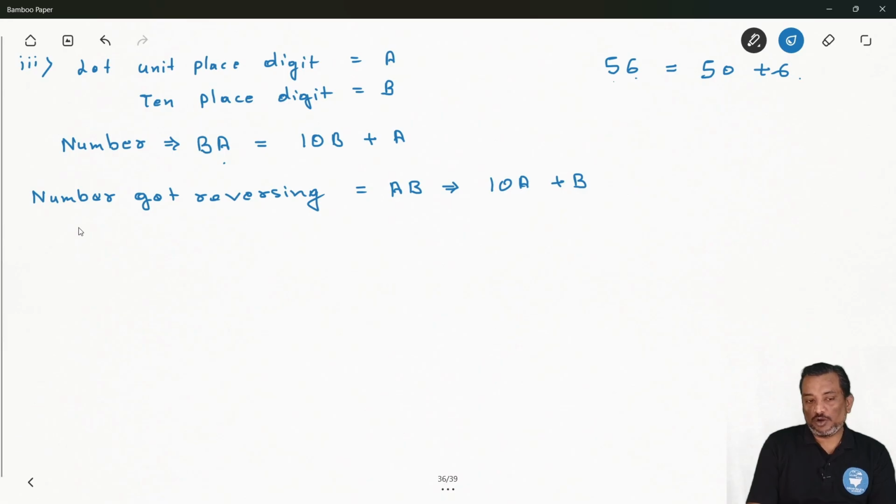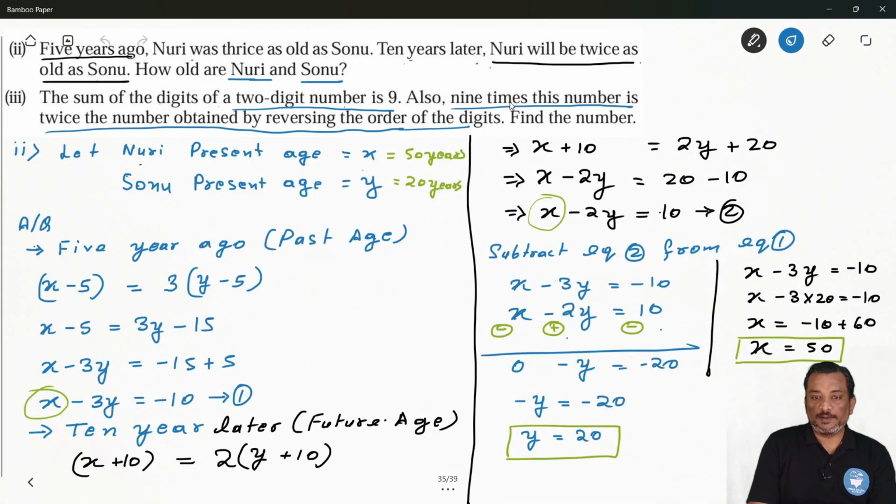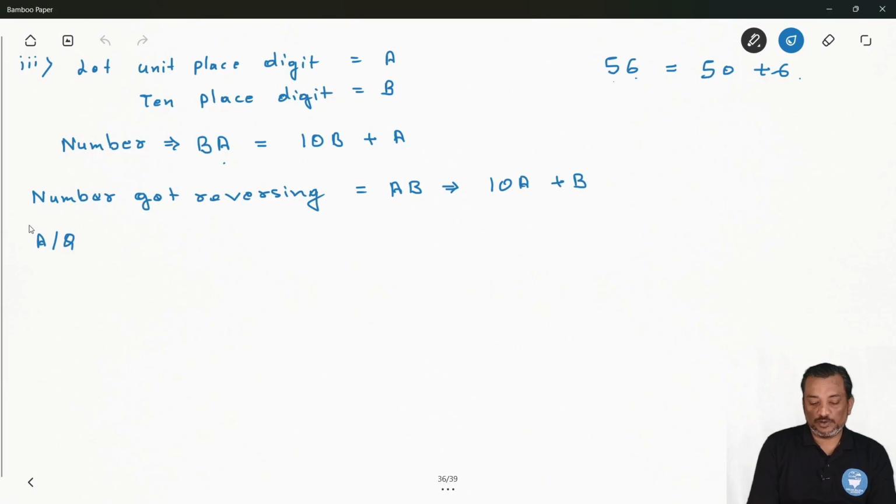Now it says according to the question. Okay, according to the question, what is it telling us here? Up to here it is clear. Now it says 9 times this number is twice the number obtained by reversing. Meaning the number we obtain, that is 9 times the original number. Okay, so according to the information, what is the sum of both digits? The sum of a plus b is 9.